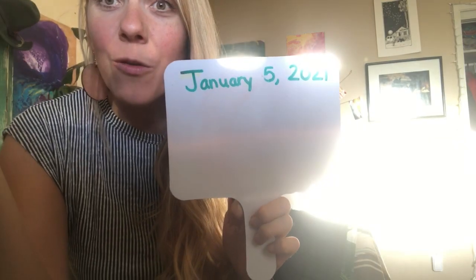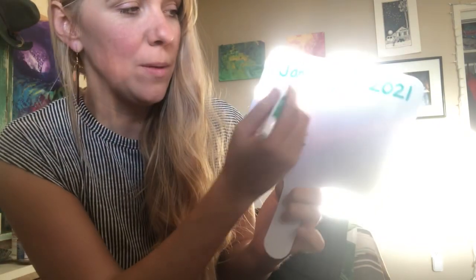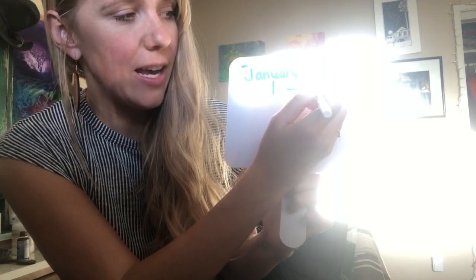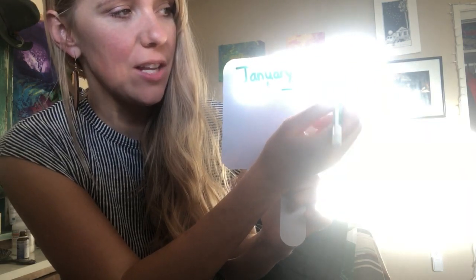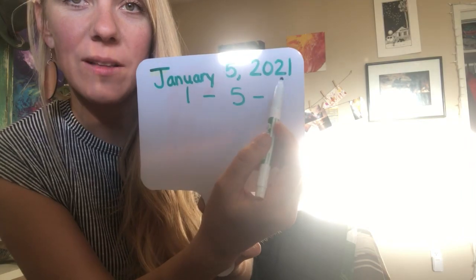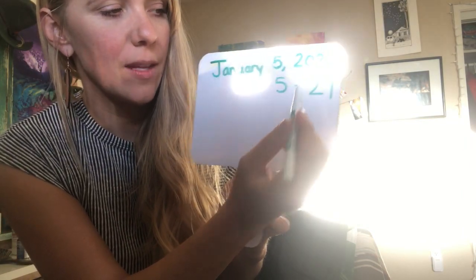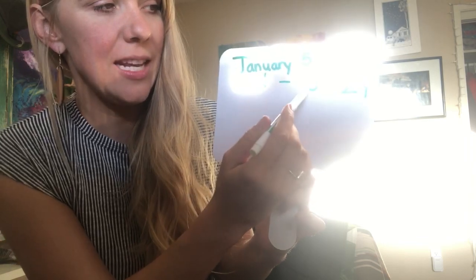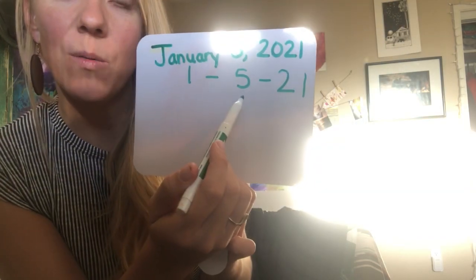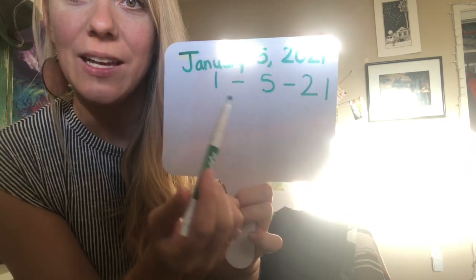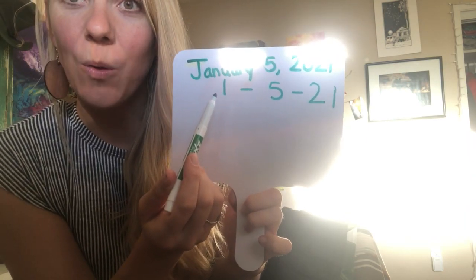And since it's the first month of the year, we can also write the date like this: 1-5-, and then we abbreviate this and we call it 21. That's the year. So the month, the date, and the year. So this is always changing. This is going to stay the same for the whole year, and this is going to stay 1 for the whole month of January since it's the first month.